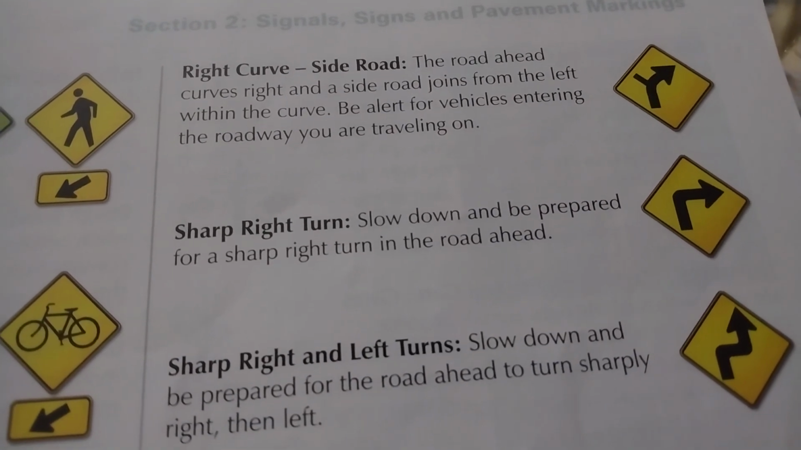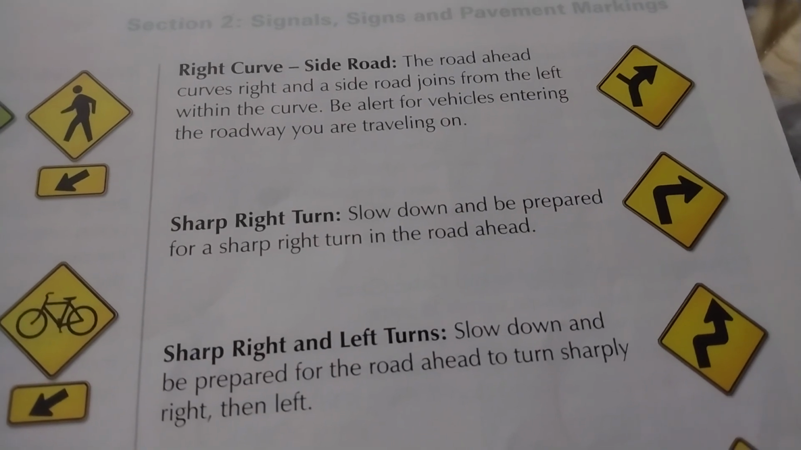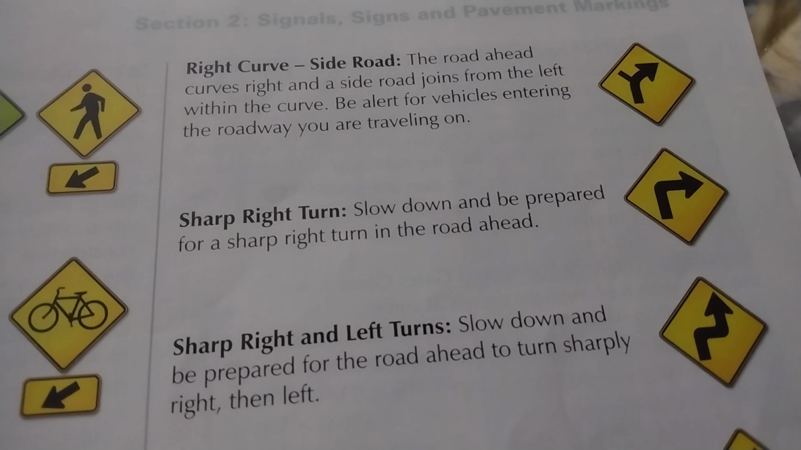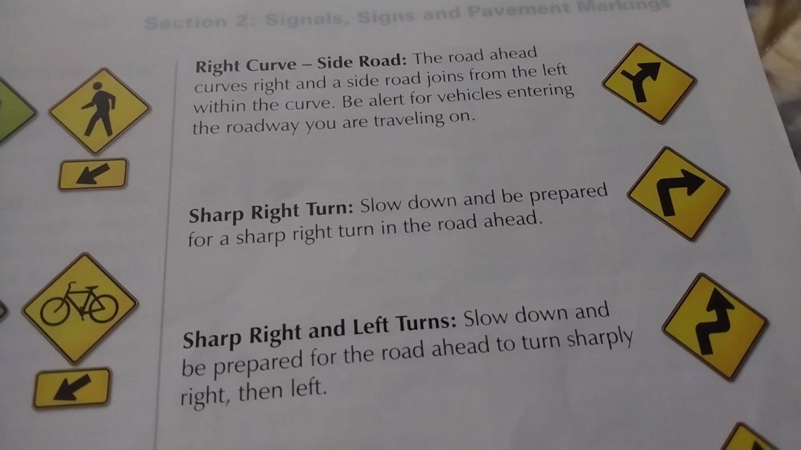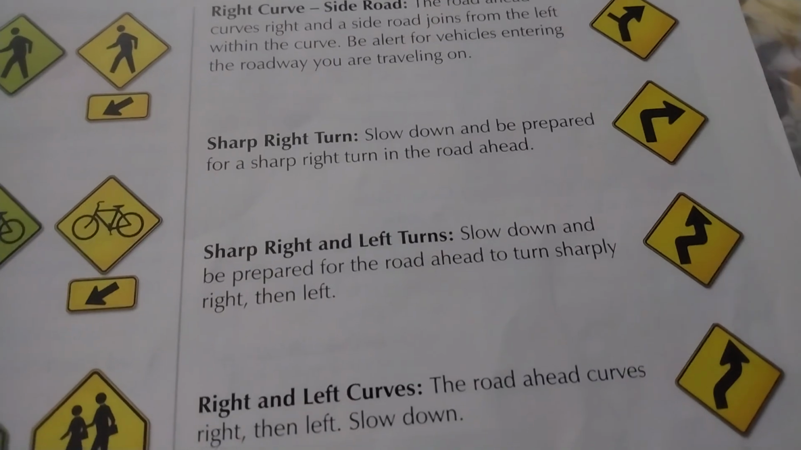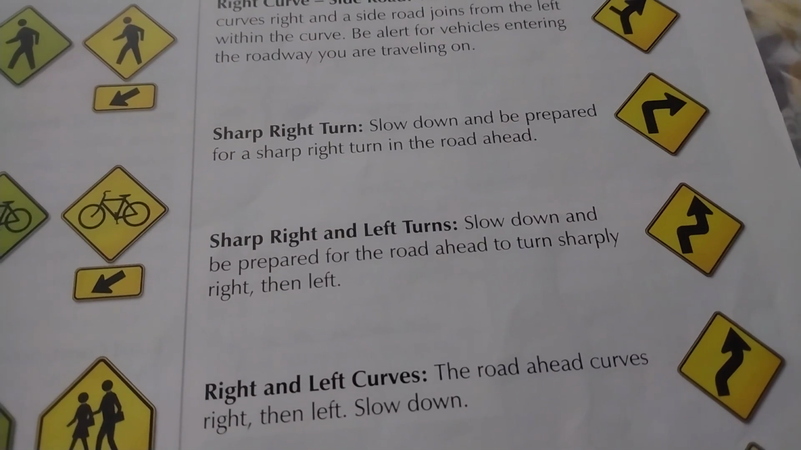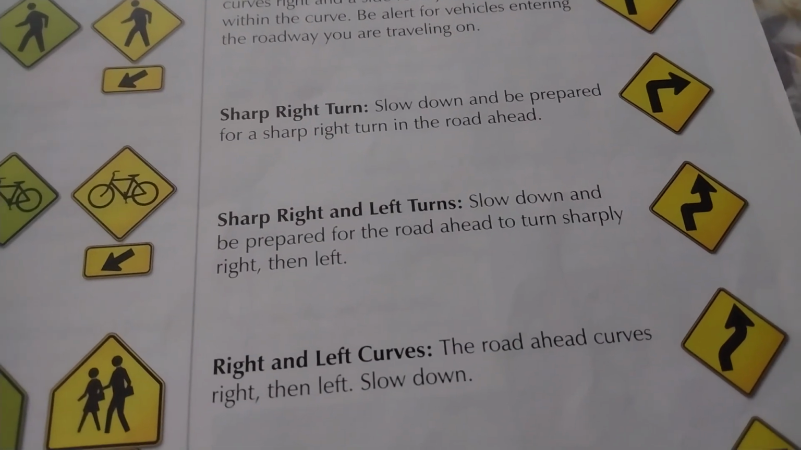Right curve, side road. The road ahead curves right and a side road joins from the left. Within the curve, be alert for vehicles entering the roadway you are traveling on. Sharp right turn. Slow down and be prepared for a sharp right turn in the road ahead.